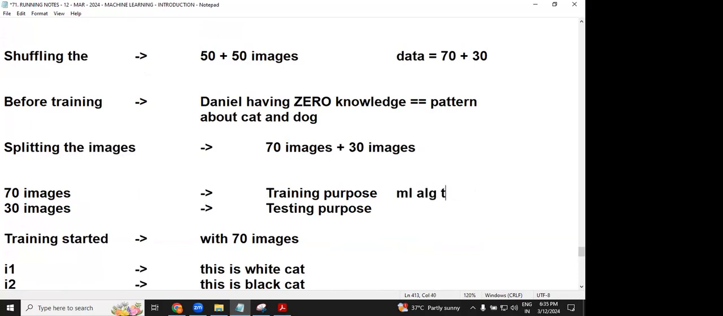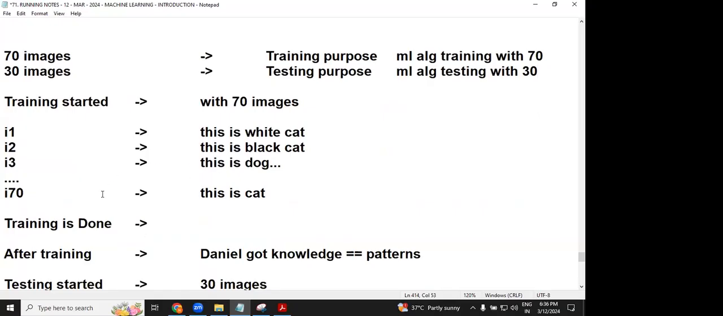ML algorithm training. Next one is ML algorithm testing. Training with 70 images, and testing with 30 images. Very good. Can I say training started?